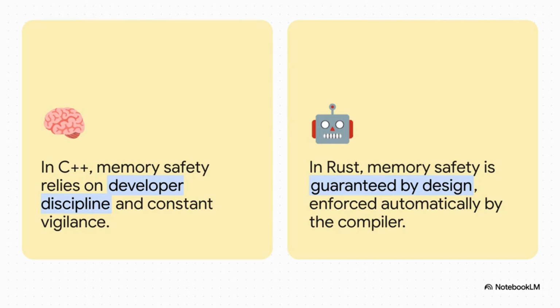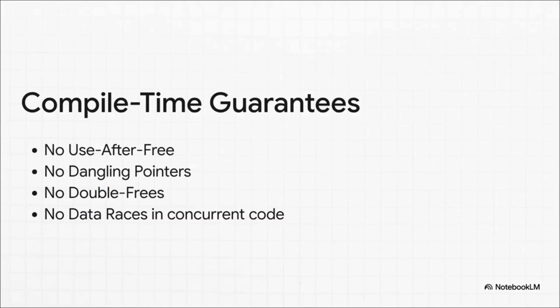And when you put them side by side, you can really see the fundamental shift here. With C++, the developer has to constantly juggle memory lifetimes in their head. With Rust, the compiler does it for you. It's a move from relying on human discipline, which, let's be honest, can fail, to guaranteeing safety right in the language's design itself. And the payoff is huge.